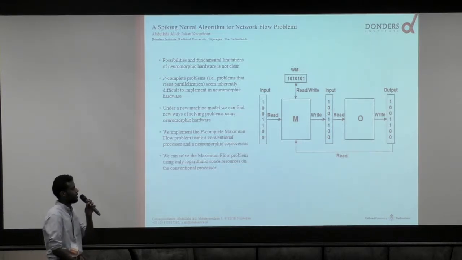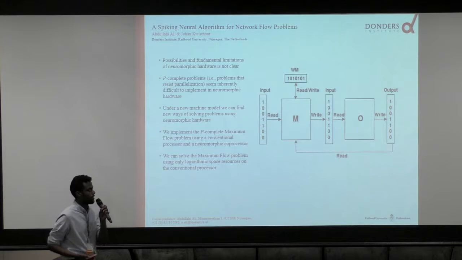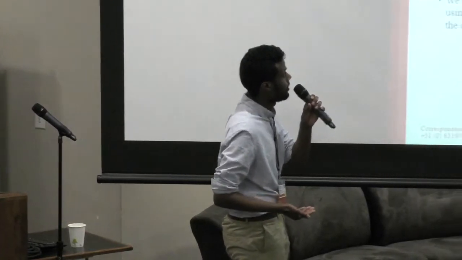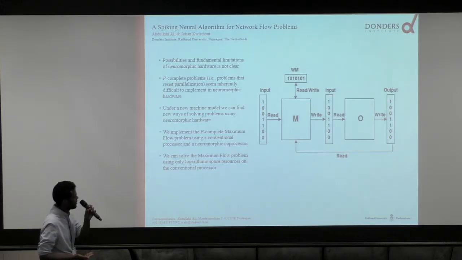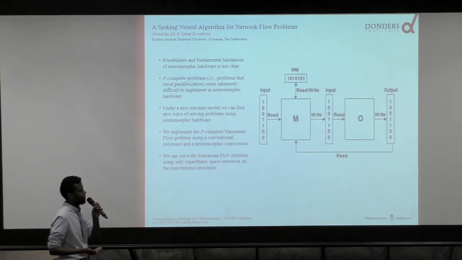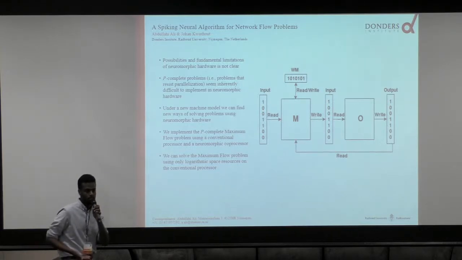Instead, we looked at an alternative model of computation, in which we look at a conventional von Neumann processor and a neuromorphic coprocessor and see if we can get theoretical efficiency gains if these two processors work together. And it happens to be the case that if you use such a model, then you can solve this problem with a log space constraint, which is a theoretically efficient way to solve it compared to just using a conventional processor alone.